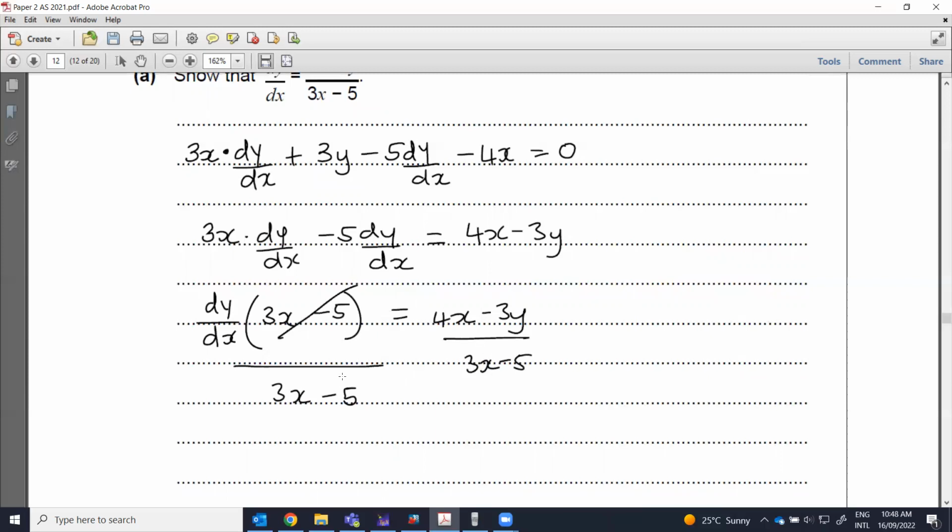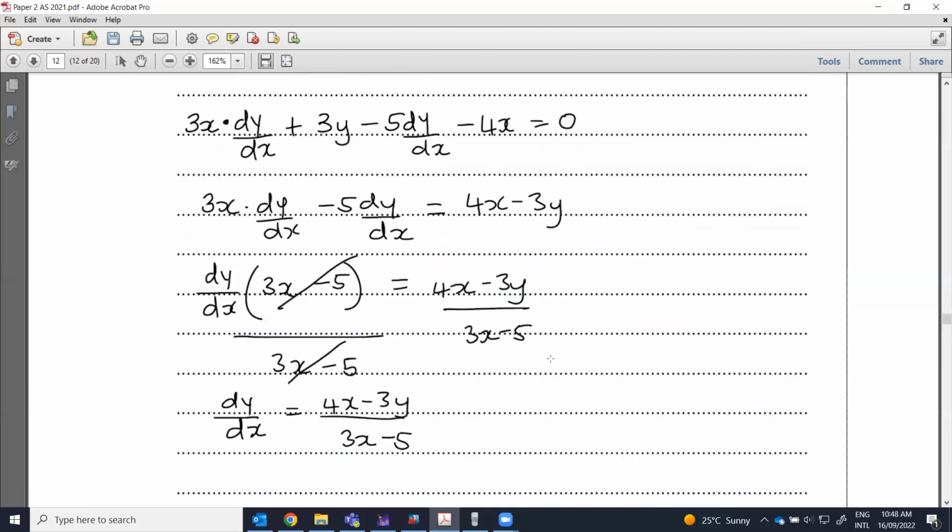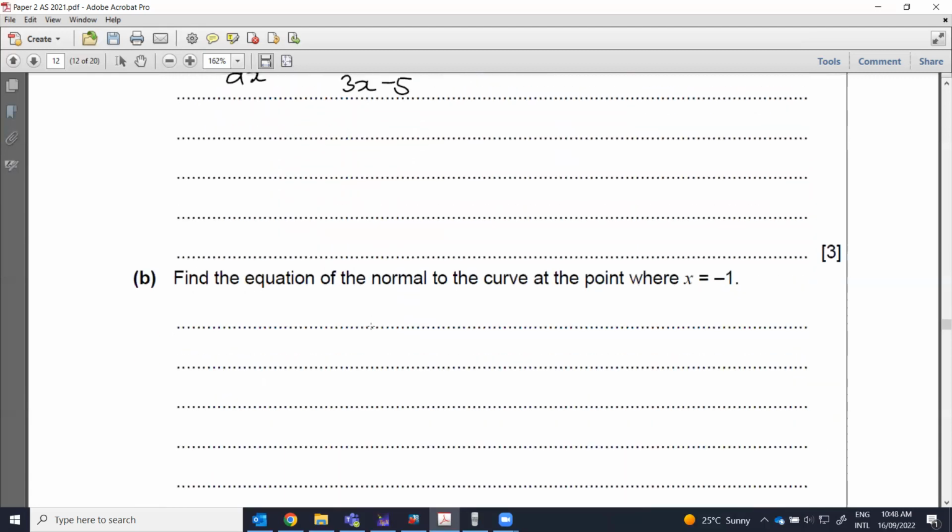Okay, so they will cancel. Then I have dy/dx is (4x minus 3y) over (3x minus 5). All right, so that is exactly what we were told to show, and we have done it.